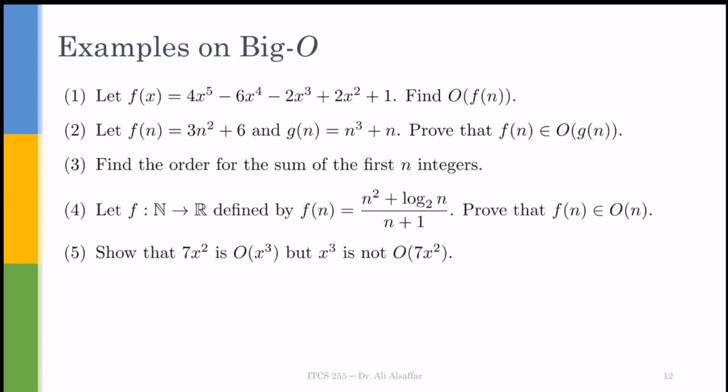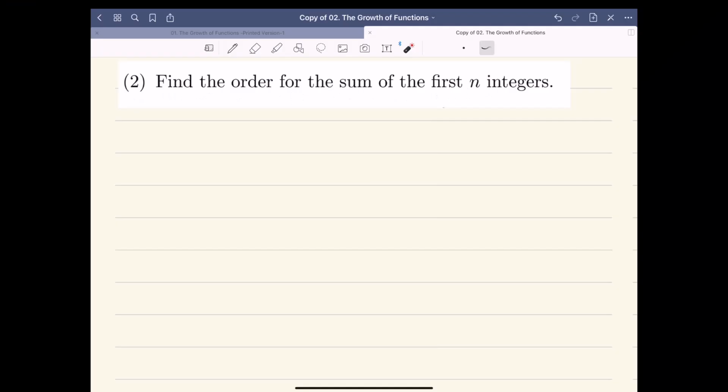For the third example, we need to find the order, which is big O, for the sum of the first n integers. Let us see how we can find this order. First, we need to write the function for the summation of the first n integers. So we write f of n is equal to 1 plus 2 up to n, and n is greater than or equal to 1. We will find the order using two methods, the ad hoc calculations as well as the general procedure. So first, we will use the ad hoc calculations.